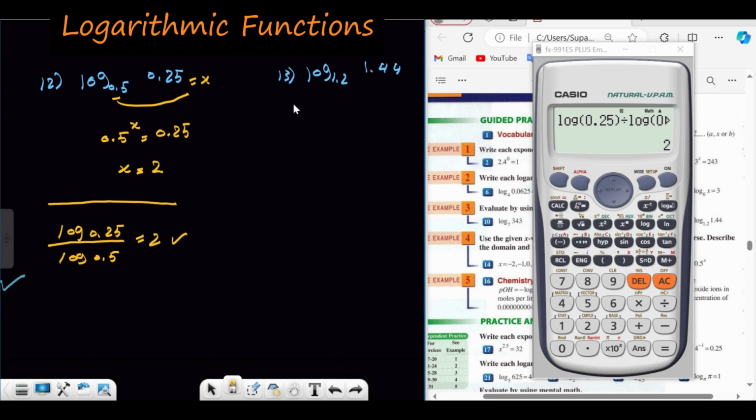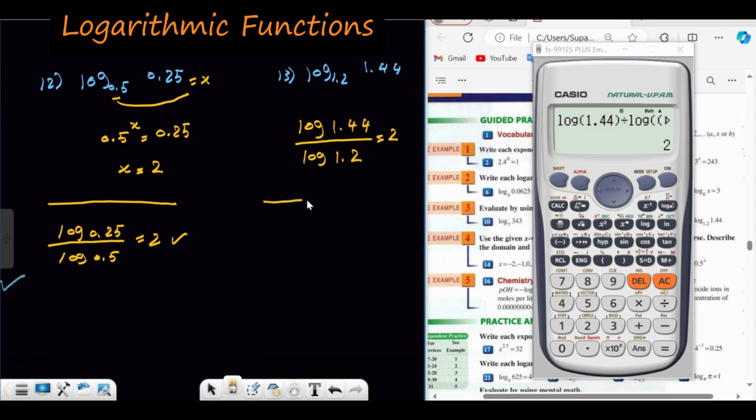For number 13, why don't we try by a calculator first? We have log of 1.44 divided by log of 1.2 immediately by a calculator. We have log of 1.44, close the bracket, divide by log of 1.2, equals 2. That's it, equals 2.